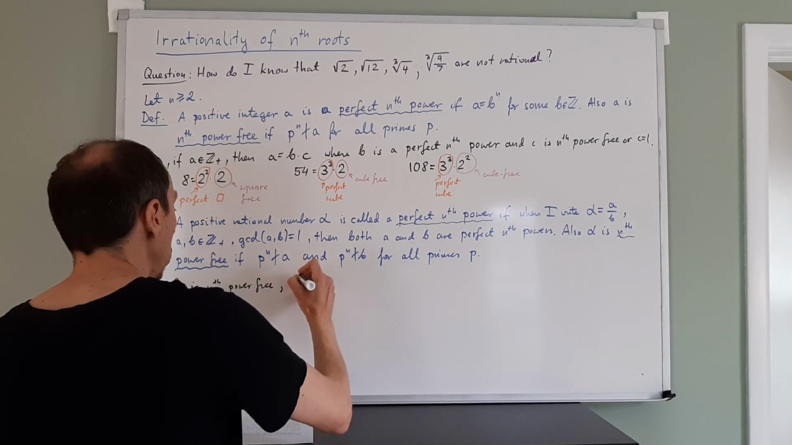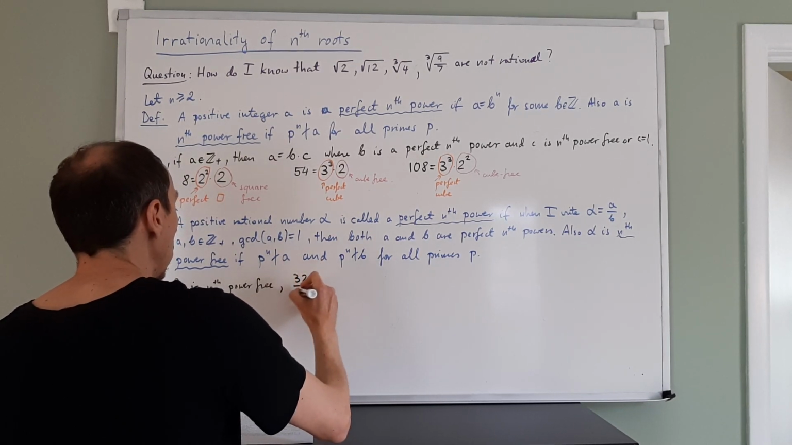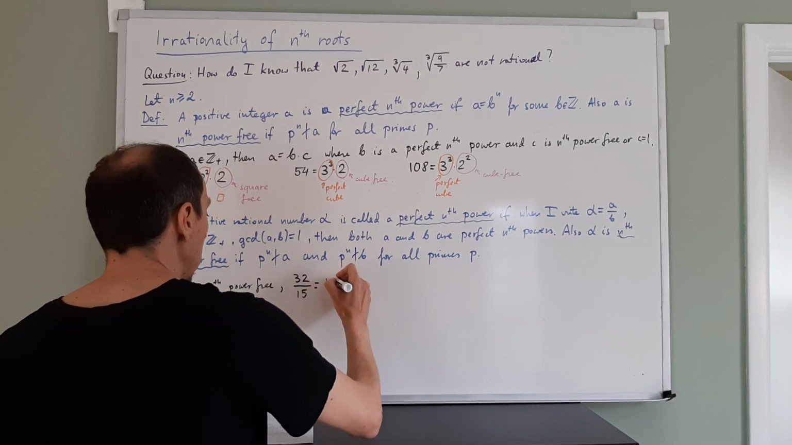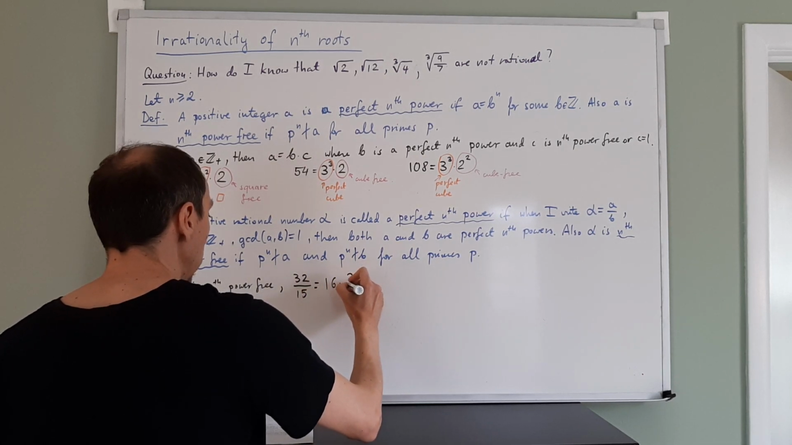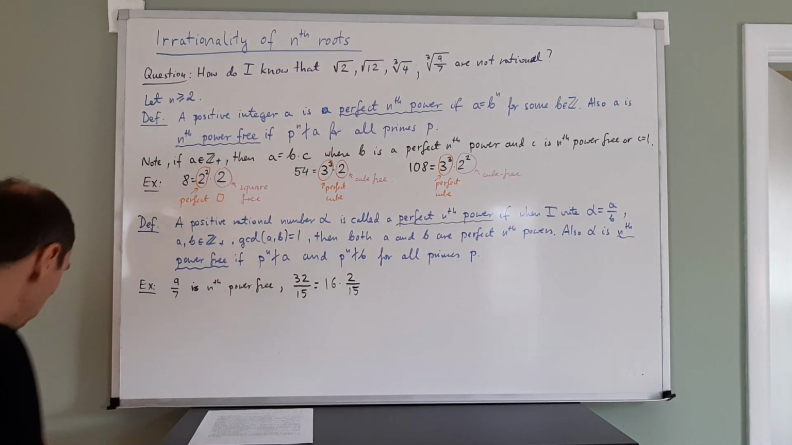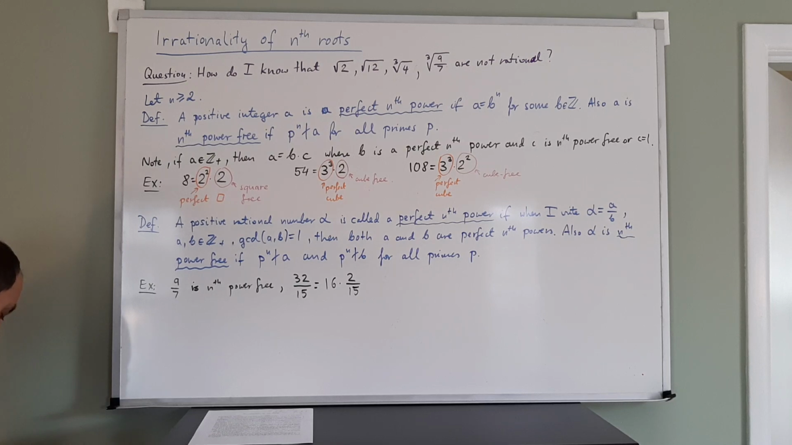What if I take 32 over 15? I can write this as 16 times 2/15. And you see, this 16 is actually a perfect fourth power.